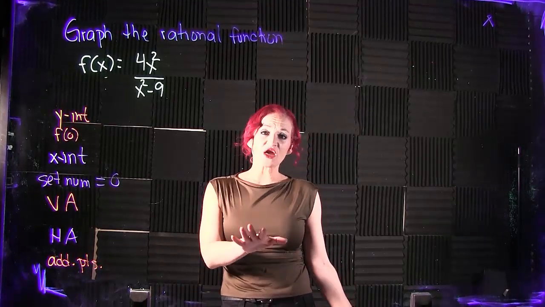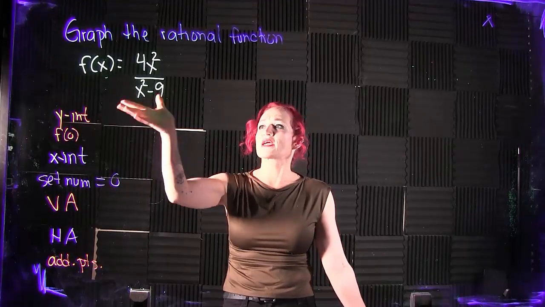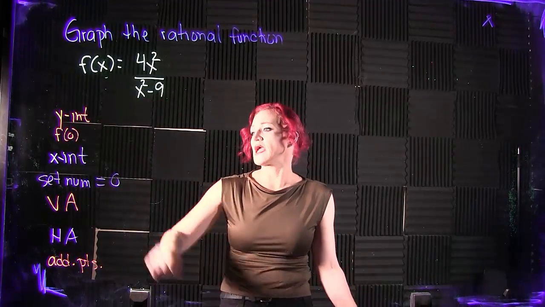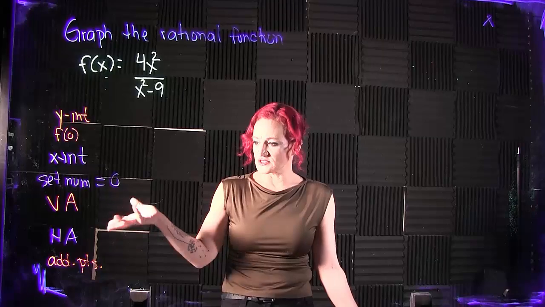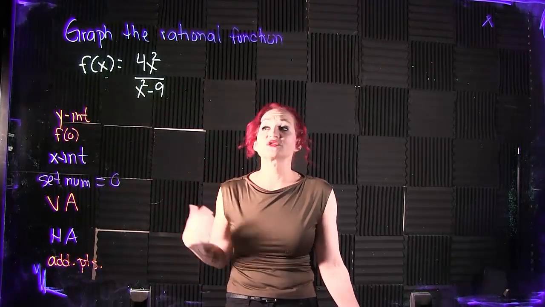Let's talk about how we graph a rational function. We're given 4x squared over x squared minus 9. And over here I have a couple of details labeled for some of the important things that we want to find in order to help us graph this rational function.